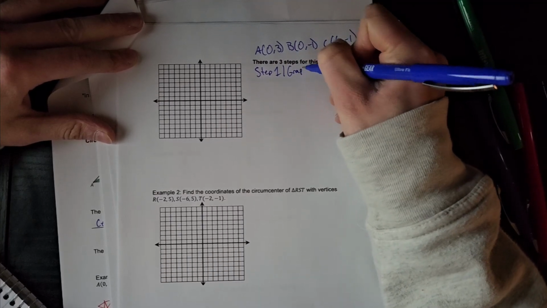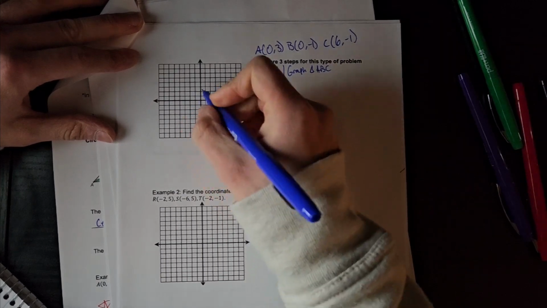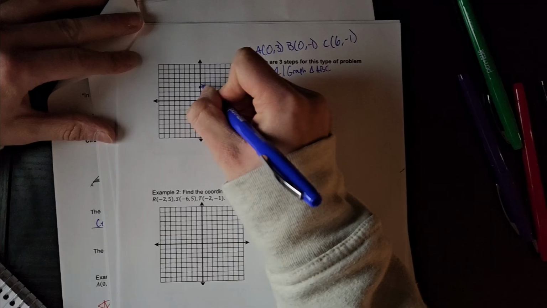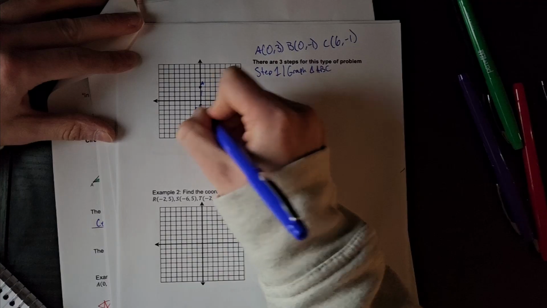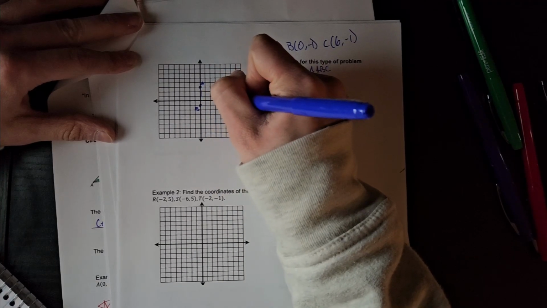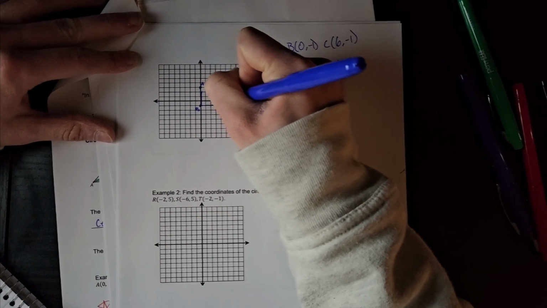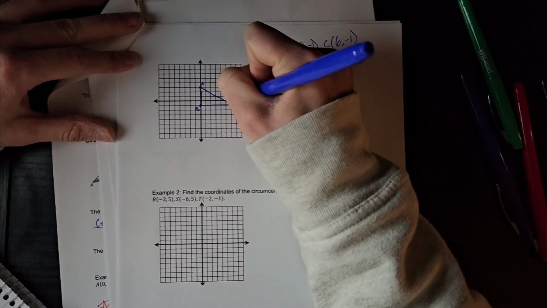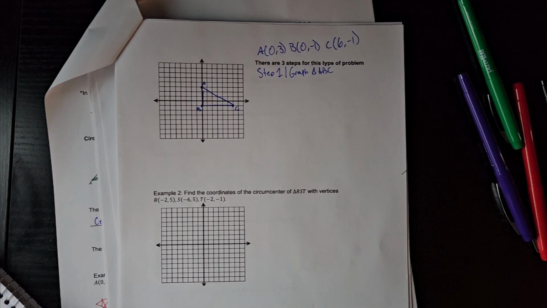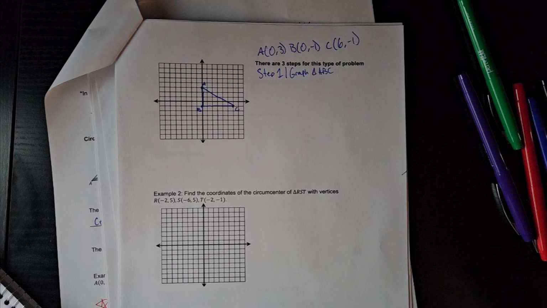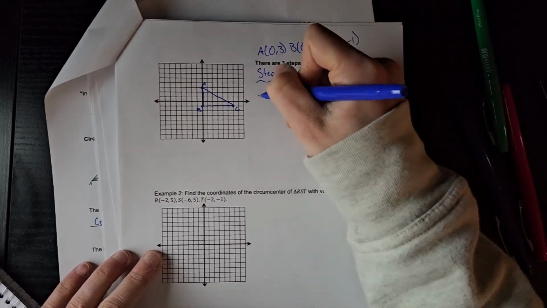Graph the triangle ABC. So 0, 3. There's A. 0, -1. That's B. And then 1, 2, 3, 4, 5, 6, -1 is C. It's important you actually graph this one. You will need it for your actual picture. So that's step 1. I still need blue. Cool, we did it. Step 2.